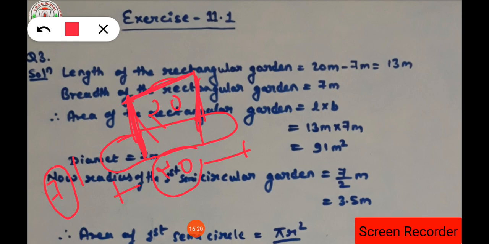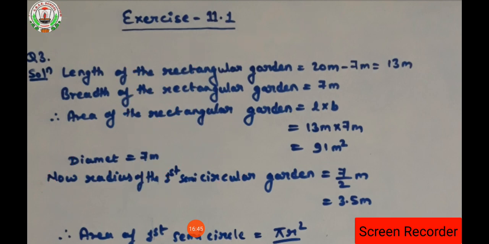In order to find this length, what we have to do is 20 minus 7, that will be 13, which is the length of the garden. Clear how we found the length of the garden? Why did we find it like this? Because the total length is given as 20, but the semicircle length we have to subtract, isn't it? That's why we are doing the minus here.